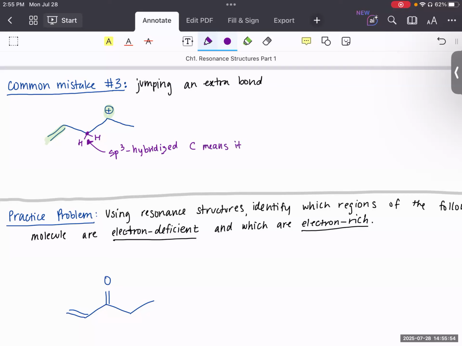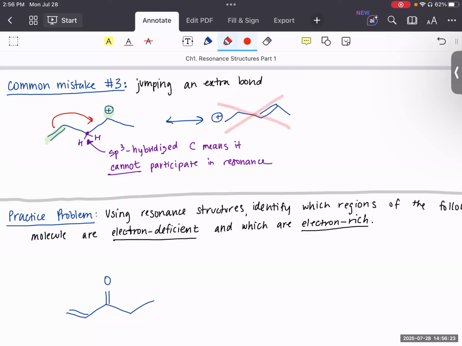And so similar to what we talked about under common mistake number 1, we need to avoid this carbon at all costs. We never shift electrons through it. And so for this one, we can't jump 2 carbons to avoid it to draw out this structure. This would not be a valid structure here because we jumped more than 1 bond to end up with that arrangement. And so this initial structure doesn't actually have any resonance that can distribute that positive charge throughout the molecule. We're kind of stuck with where it is in the structure.